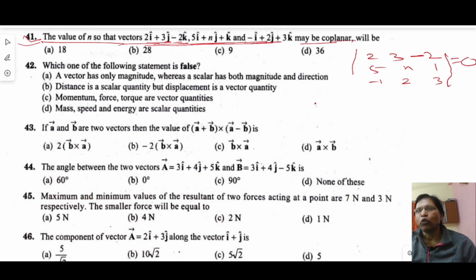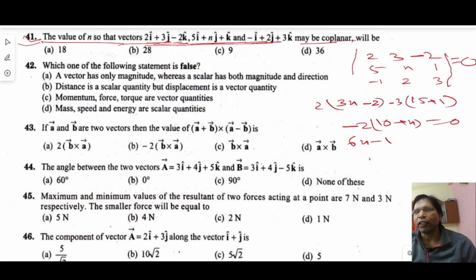Look at this here, 2 into this, this is the 3n minus 2, minus 3 into, look at this, this is omitted. Now this into this, look at this, this is the 15 plus 1. Plus, that is minus, this is the 10 plus n, this equal to 0. So look at this, this is the 6n minus 4 minus 48. And this is the minus 20 minus 2n equal to 0.